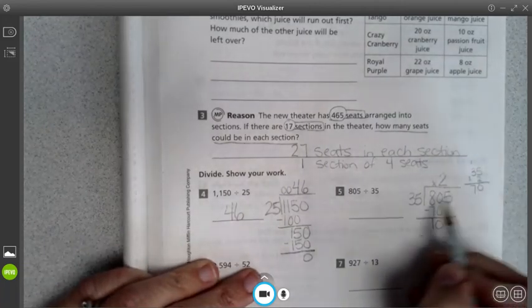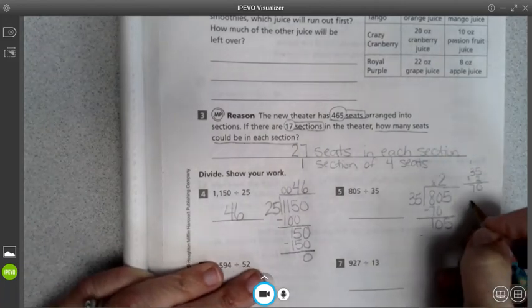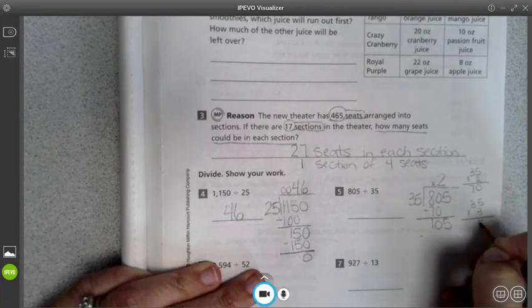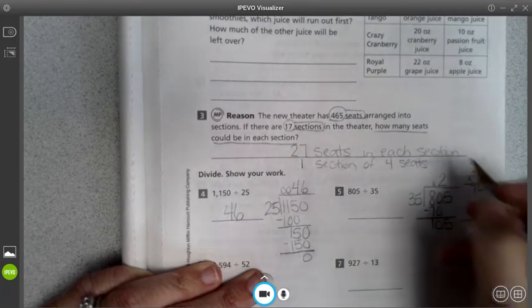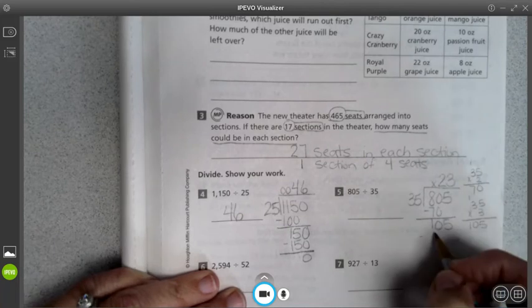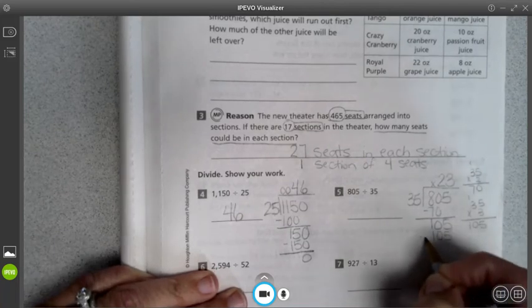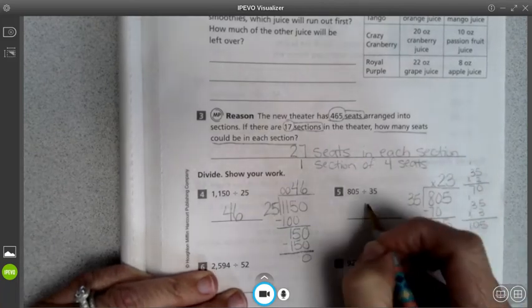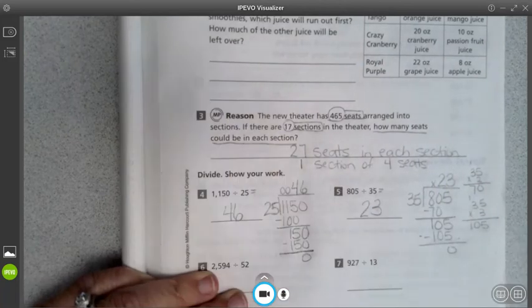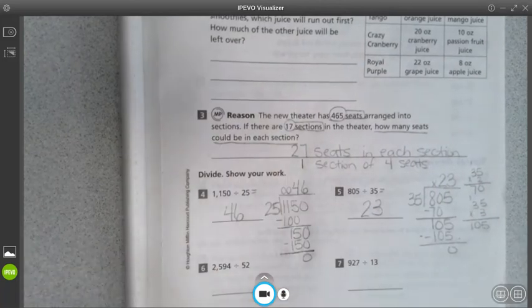Now I know 35 times 2 was 70. I think I could get a little bit closer. Let me guess and check with 35 times 3. And I get exactly 105. So my 3 goes up into my quotient. I've done the work of multiplication. I can subtract, and again, I end with a 0. Our whole number quotient equals 23. Well done.